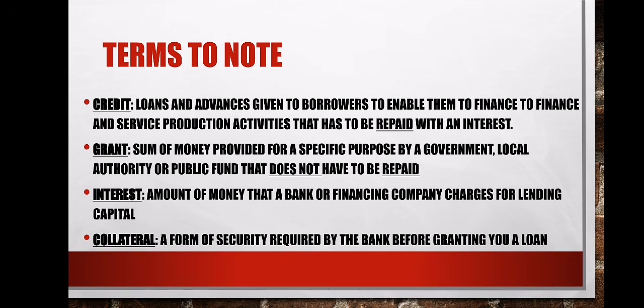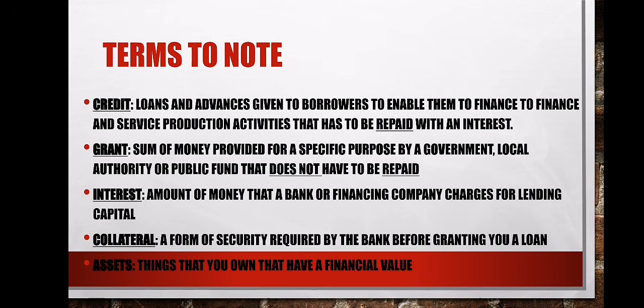When you borrow money, before you borrow a loan, they will ask you what form of security we can be assured of, that if you fail to pay back the money, we can get our money back. What is it that we can get if you fail to pay it back? They call that a collateral, a form of security that is required by the bank before granting you a loan. We call it collateral.